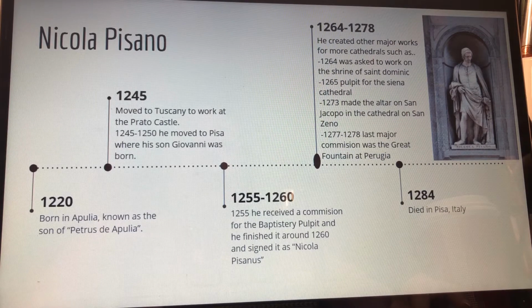From 1264 through 1278 he created other major works for more cathedrals, such as the Shrine of St. Dominic in 1264 and the pulpit for Siena Cathedral in 1265. He made the altar of San Jacopo in the Cathedral of San Zeno in 1273, and in 1277 to 1278 was his last major commission, the Great Fountain at Perugia, which was demolished soon after he made it. And in 1284 he died, unfortunately, in Pisa, Italy.